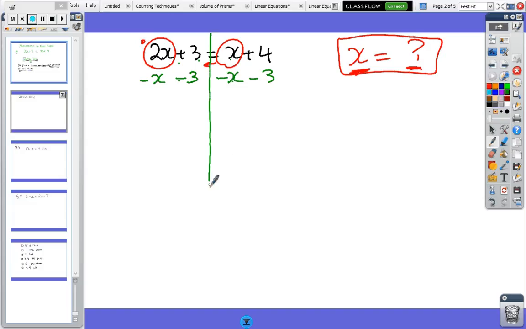Okay? So to eliminate the x on the right, we do minus x, and to get rid of plus 3, minus 3. But if we do minus x on the right, then we have to do minus x on the left to keep the balance. And if I'm minusing 3 on the left, then I have to minus 3 on the right. And then we just do the operations. So 2x minus x is 1x, equal sign, plus 3 minus 3 is nothing, plus x minus x is nothing, 4 minus 3 is 1. So we have our answer, x equals 1.